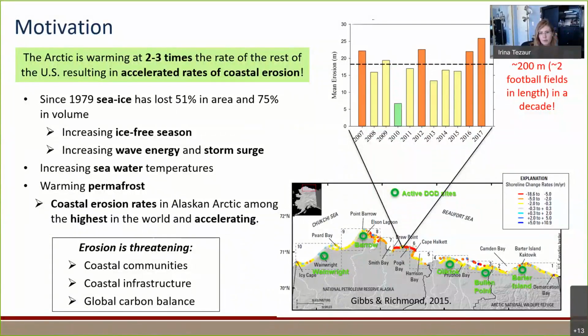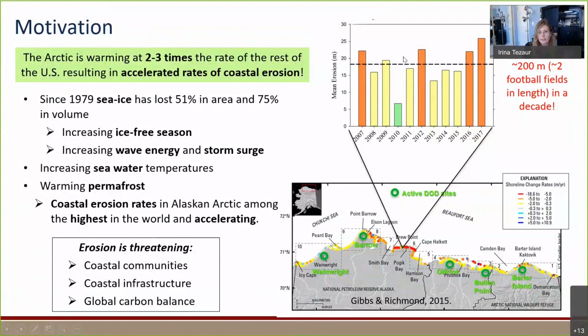The Arctic is warming at rates that are 2 to 3 times greater than the rest of the United States. This results in accelerated coastal erosion rates. So the figure on the right here gives you an idea of what these rates are at various locations in northern Alaska. You can see the rates are approaching 20 meters per year in certain locations shown here in red, with certain locations having lost as much as 200 meters between 2007 and 2017.